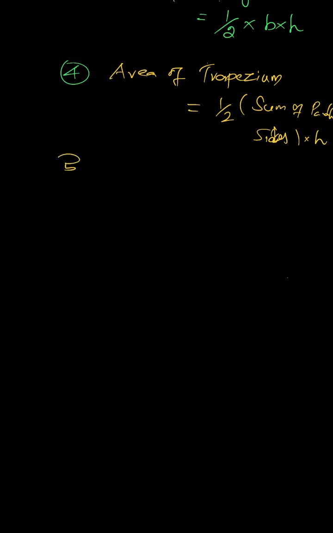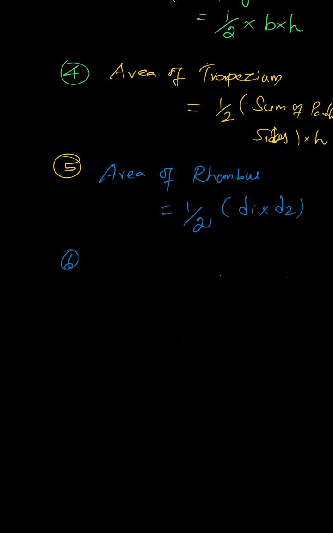அடுத்து formula number 5. Fifth formula என்ன பார்க்க போறோம் அப்படின்னா area of rhombus. Rhombus ஓட area என்ன is equal to half into product of diagonals d1 into d2. So product of diagonals. Next formula number 6. Area of square. Area of square is equal to a square. That is side square.